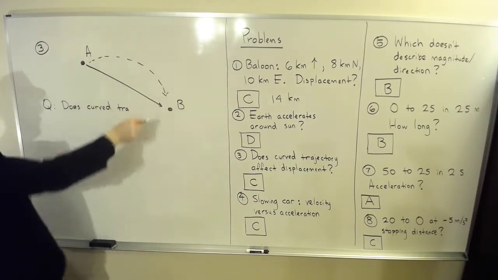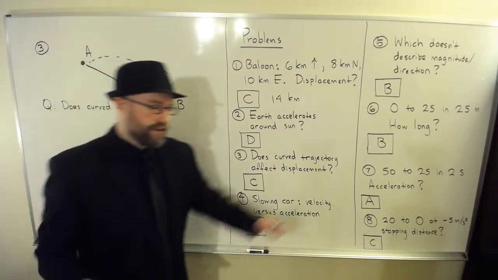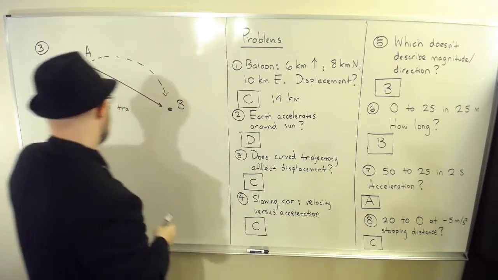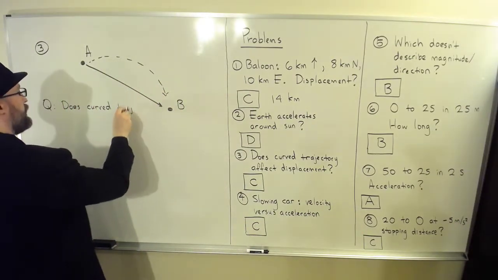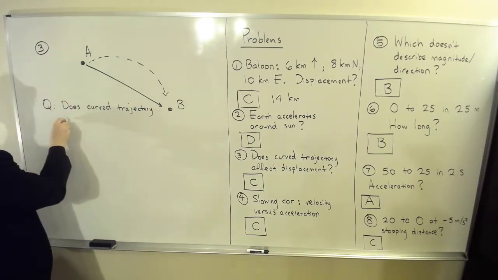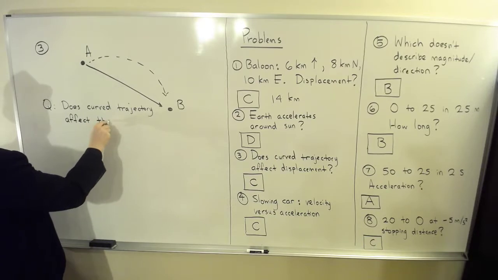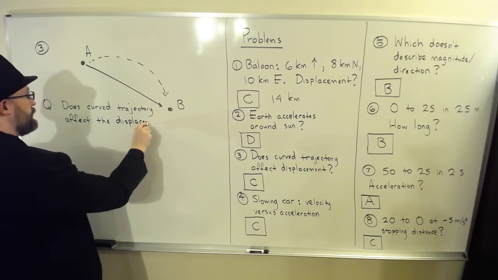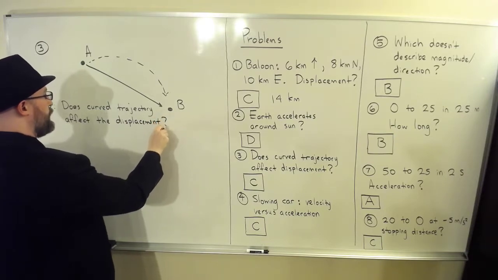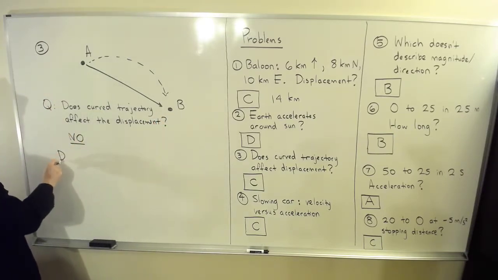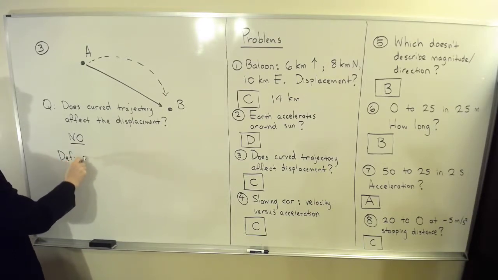And so the question is, does the curved trajectory affect the displacement? Of course, if you're going along the surface of the earth, if the cities are far apart, there will be considerable curvature just moving along the surface like that. And the answer is no. And this is just by the definition of displacement.